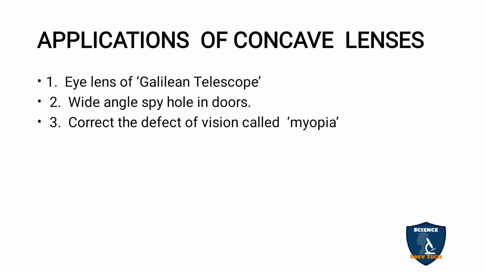So what are the applications? They may ask this for 2 marks. What are the applications of concave lenses? It is used in the Galilean telescope as the eye lens, it is used as a wide angle spy hole in doors, and it is used to correct the defect of vision called myopia.